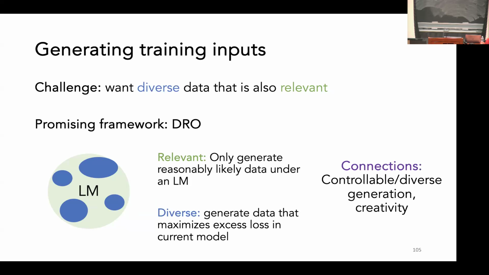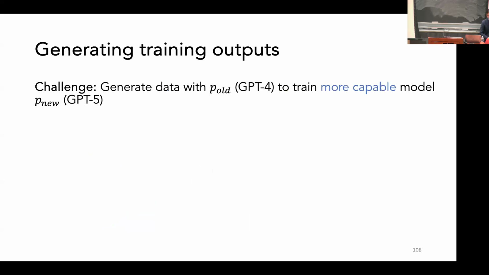And there are some connections here to controllable and diverse generation, perhaps even creativity in generative models. On the training output side, an example challenge is to generate data with a language model P old, such as GPT-4, to train a more capable model P new, such as GPT-5. This might sound very degenerate as a setting, but it's important to have some kind of leverage.